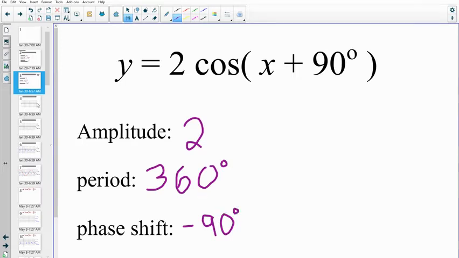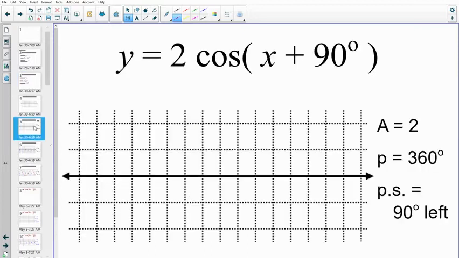And so now we've got to figure out how to do a graph that does these things. I've got a positive cosine graph, amplitude of 2, period of 360 degrees, move to the left by 90. Now there's a lot of different ways that we could do this, and if you've got a way that works for you, go for it.